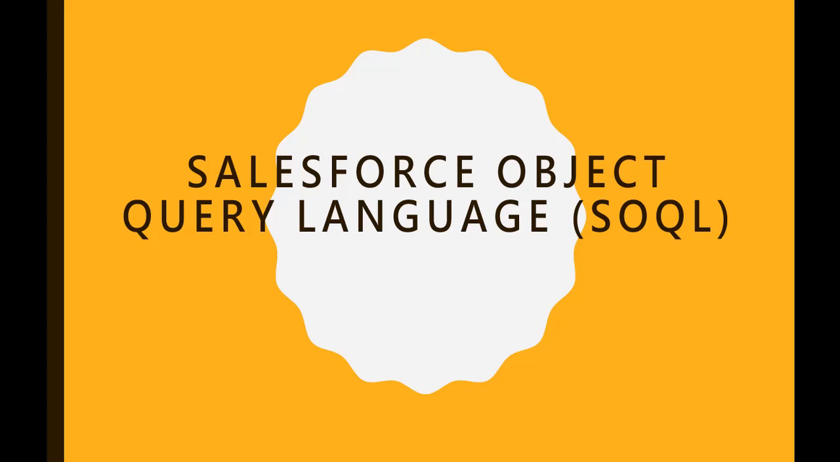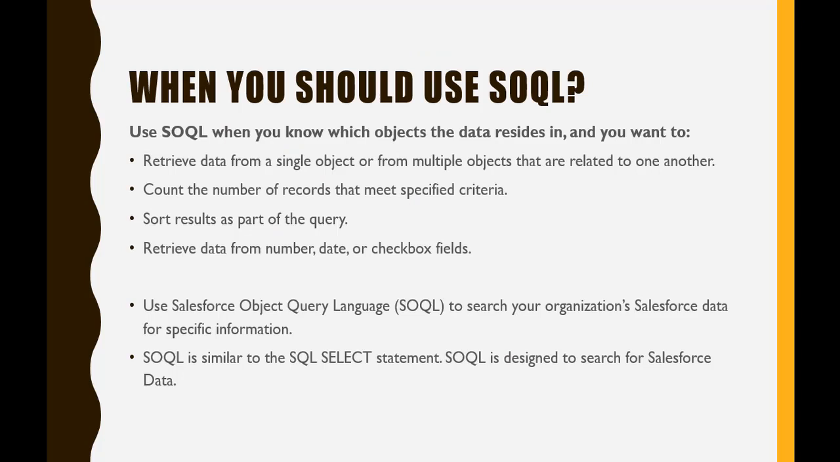In this tutorial, we will talk about Salesforce Object Query Language, which is also called SOQL. You already know that you should use SOQL when you know which object the data resides in. If the data resides in a particular object, then you can use SOQL, and you want to retrieve the data from a single object or multiple objects that are related to one another.